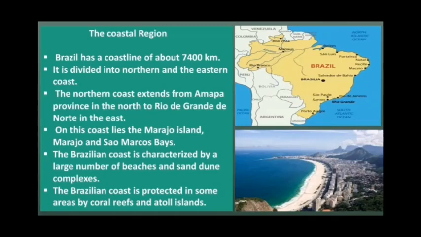The Brazilian coast is characterized by a large number of beaches and sand dune complexes. The Brazilian coast is protected in some areas by coral reefs and atoll islands. Coral reefs, you all know children, protect the coast from flooding, high tides or any destruction. So atoll islands and coral reefs help the mainland from getting destroyed by any type of water, that is high tides, floods, cyclones.